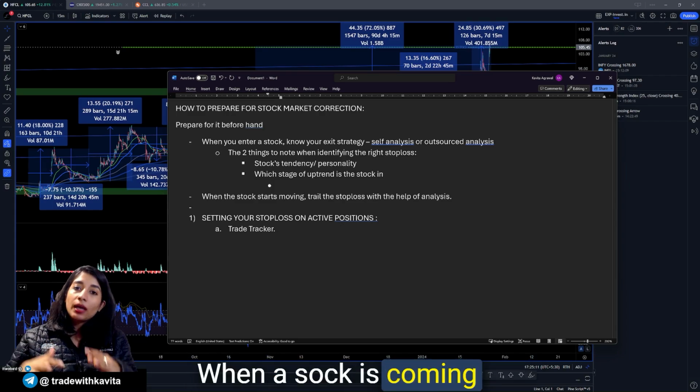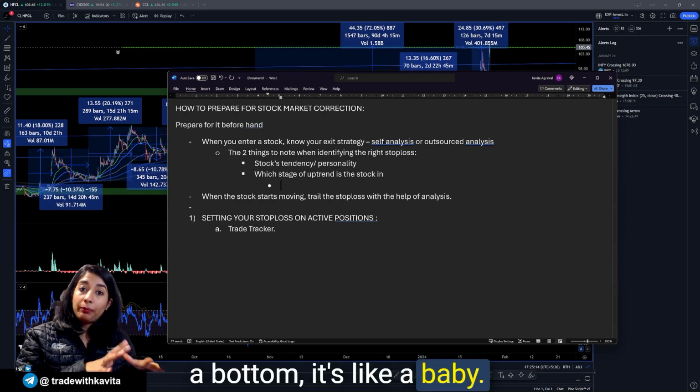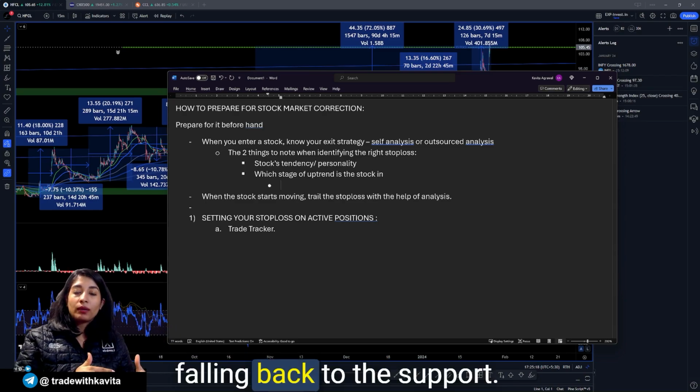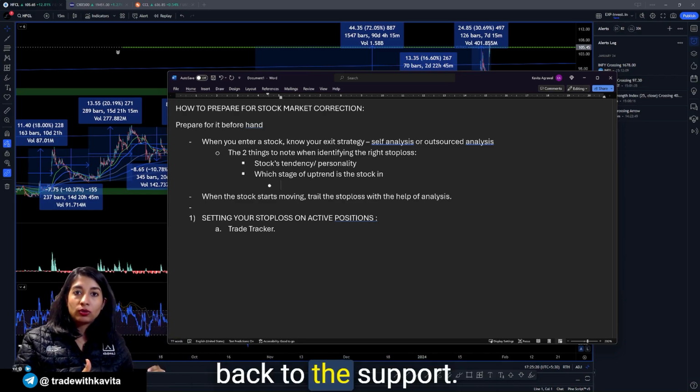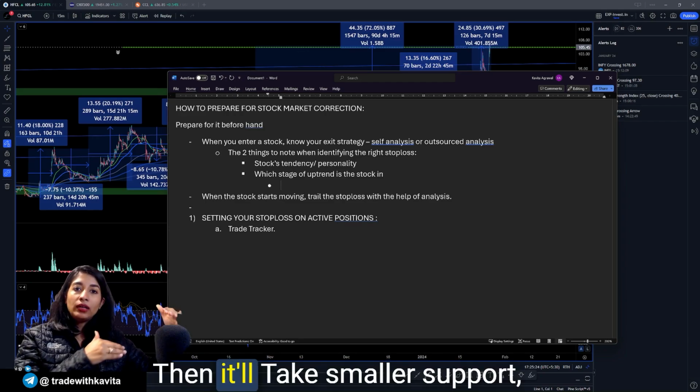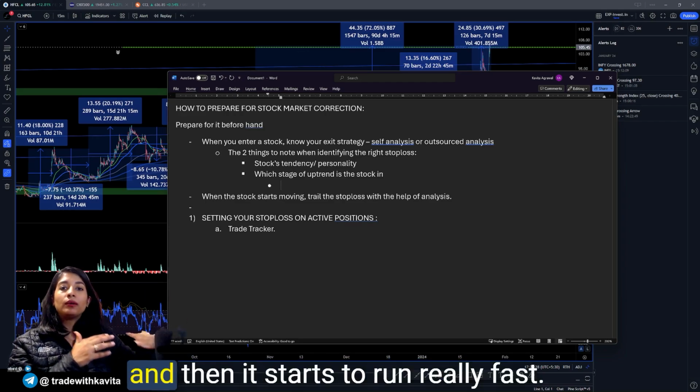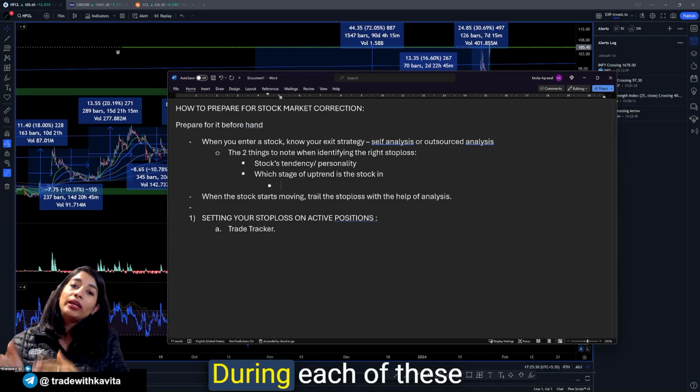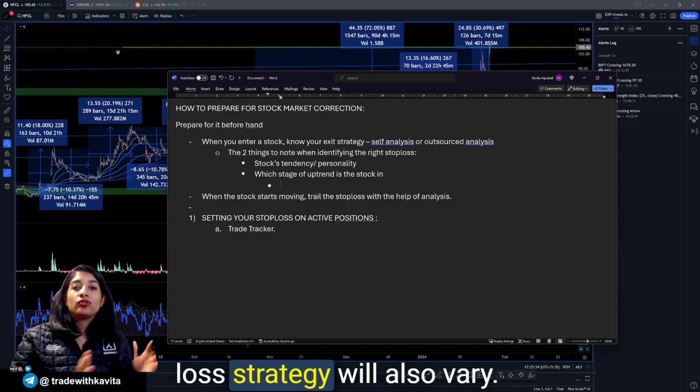When a stock is coming out of a bear trend, out of a bottom, it's like a baby. It'll try to stand but keep falling back to the support. Try to stand, keep falling back to the support. Then slowly it'll start to walk. Then it'll form smaller supports, then it comes into momentum and then it starts to run really fast. During each of these different stages, your stop loss strategy will also vary.